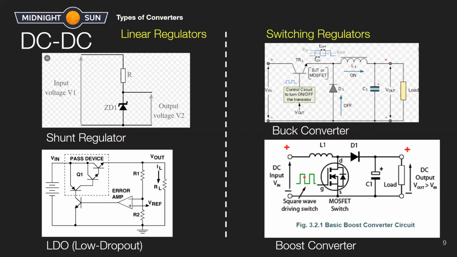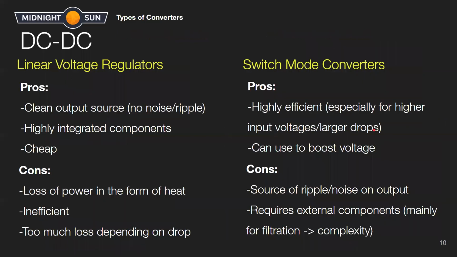RMS stands for root mean squared. It's basically a DC way to measure an oscillating waveform. So hopefully that made sense, but again, if you're really interested in this topic, there are tons of resources online, but I just wanted to provide a quick intro.